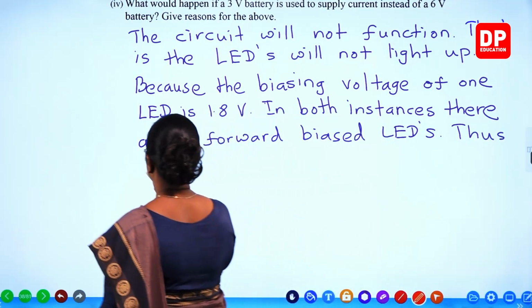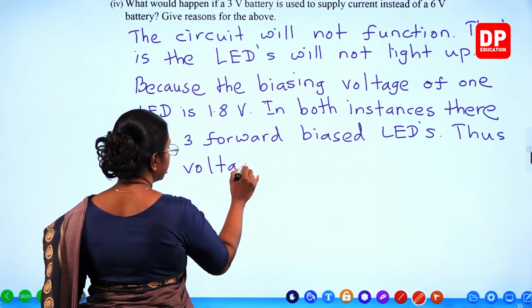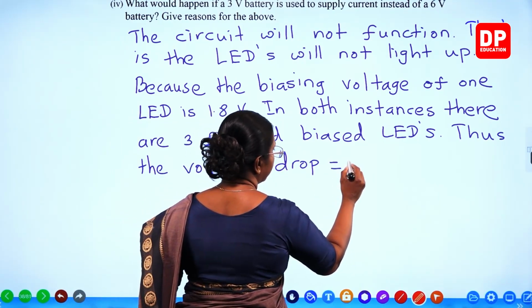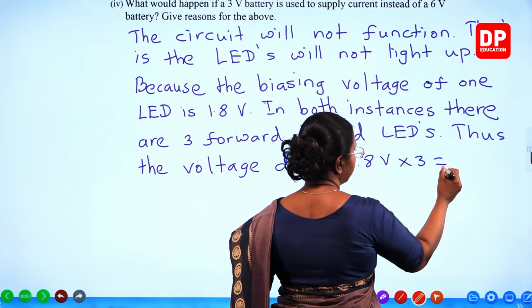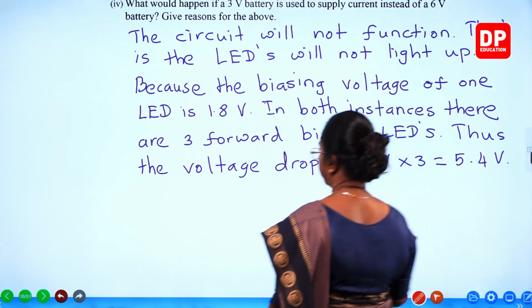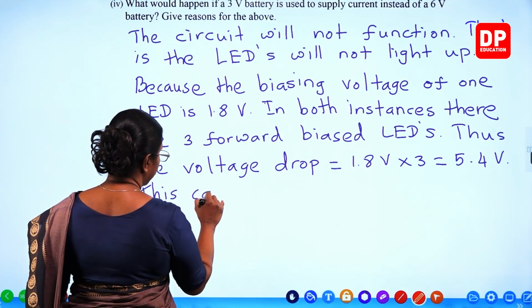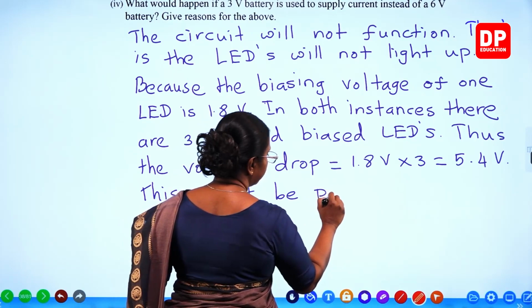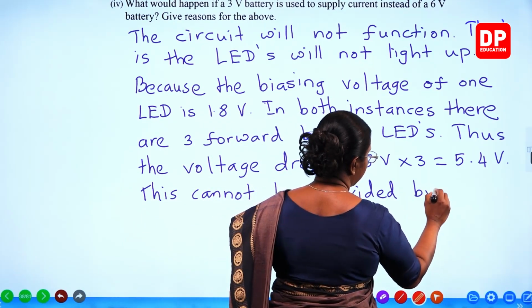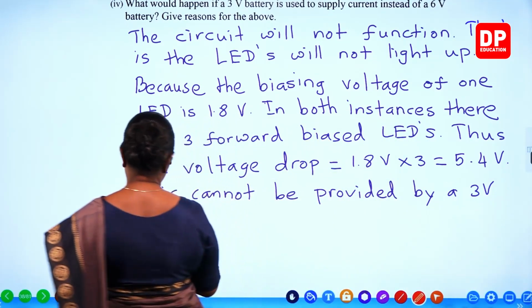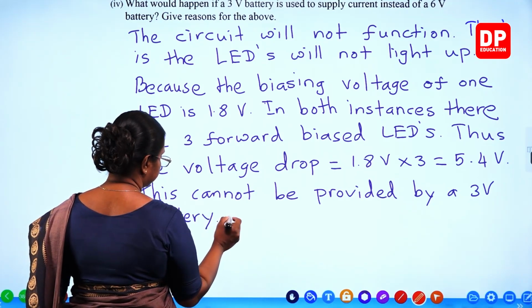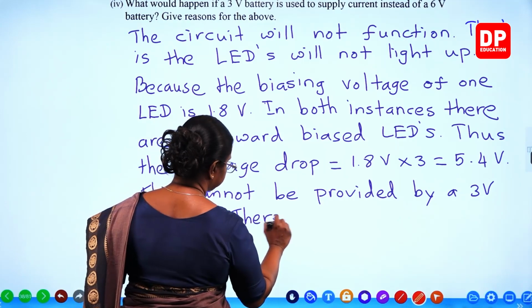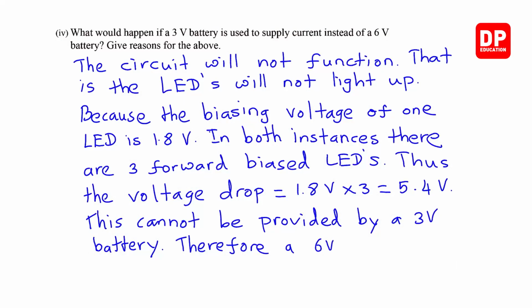Thus, the voltage drop equals 1.8 volt into 3, that is 5.4 volts. This cannot be provided by a 3 volt battery. Therefore, a 6 volt battery is needed. So that is what the explanation is.